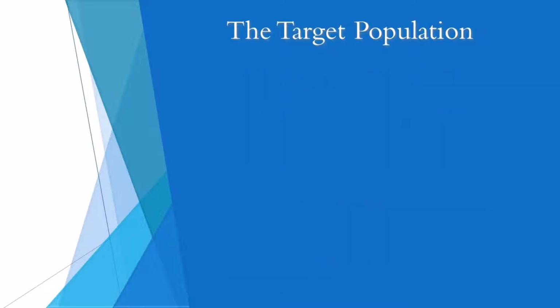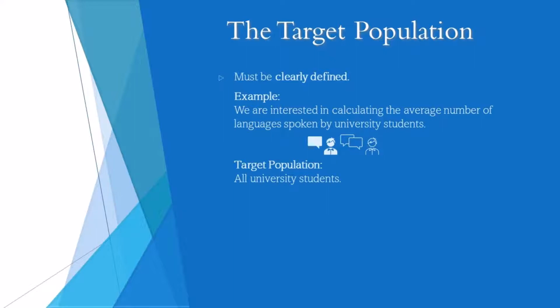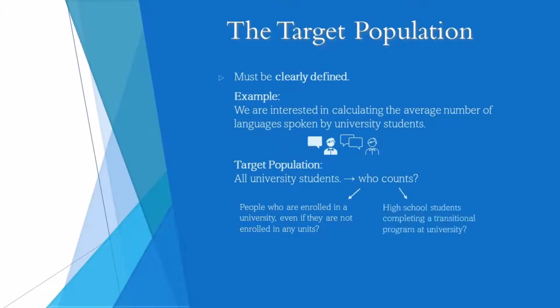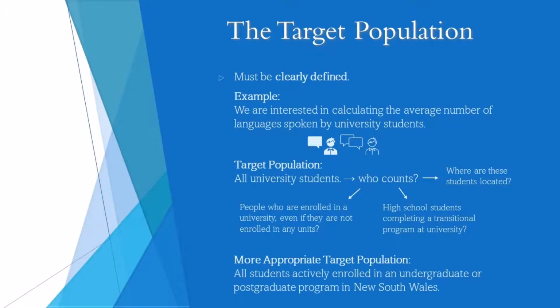You may be thinking that these examples sound a little bit vague, and you'd be correct. The target population must be clearly defined. Going back to my first example of university students, who counts as a university student? Should we count people who are enrolled in a university, even if they are not currently enrolled in any units? What about high school students who are completing a transitional program at university? And where are these students located? A much more appropriate target population in this case would be all students actively enrolled in an undergraduate or postgraduate program in New South Wales.